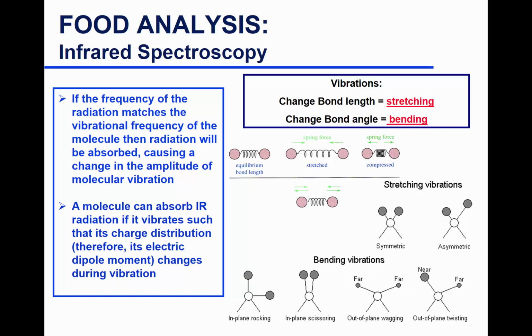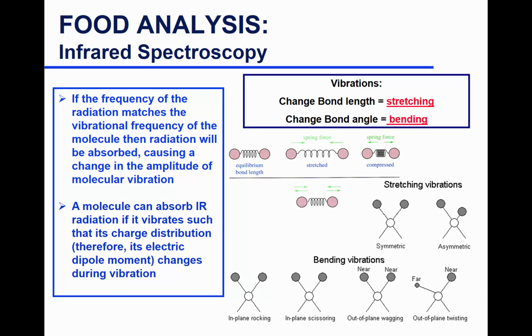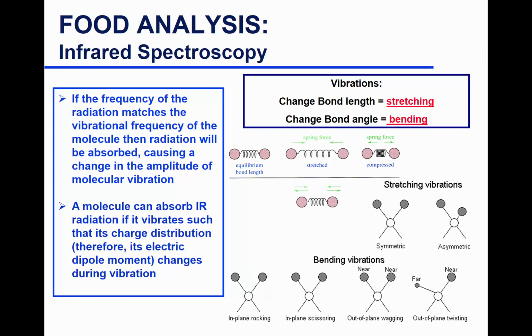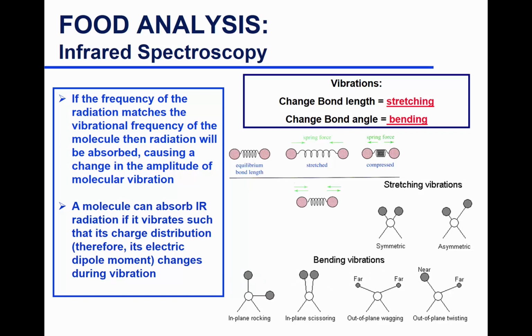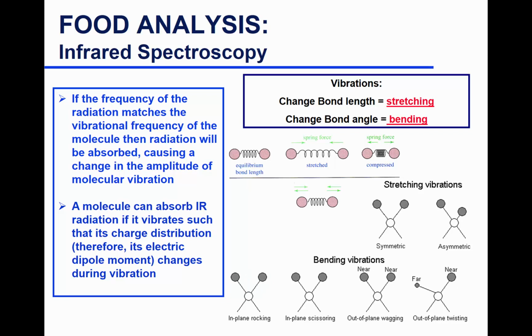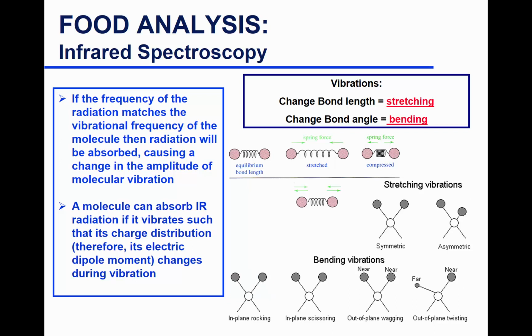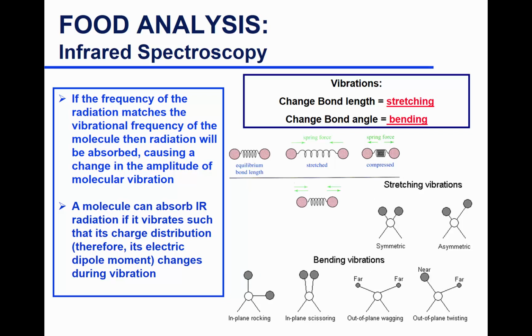So like I said, if the frequency of the radiation matches the allowable vibrational frequency of the molecule, then the radiation will be absorbed, causing a change in the amplitude of the molecular vibration. So there's always constant vibration, but once the molecule absorbs light, there is a change in the energy of the vibration, or the amplitude of the vibration.